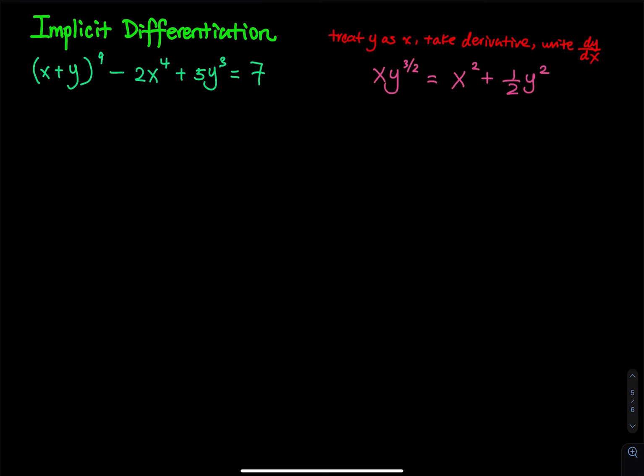Implicit differentiation. So let's get started. The first equation, we have (x + y)^9 - 2x^4 + 5y^3 = 7. So let's differentiate both sides with respect to x.